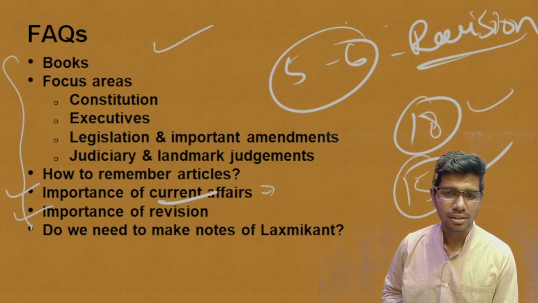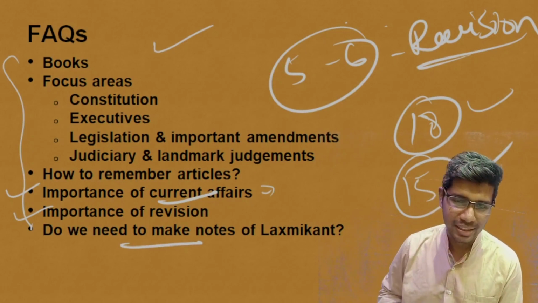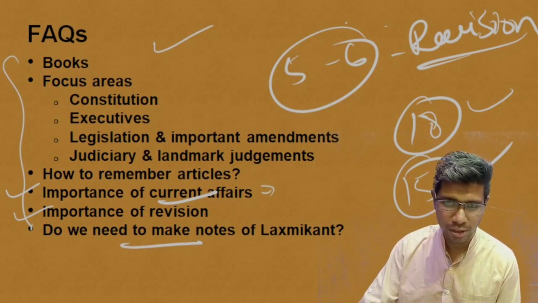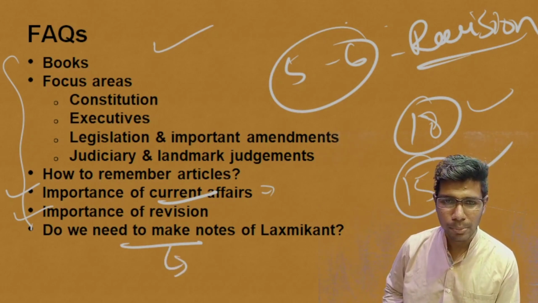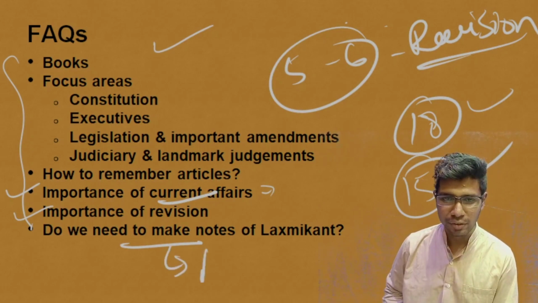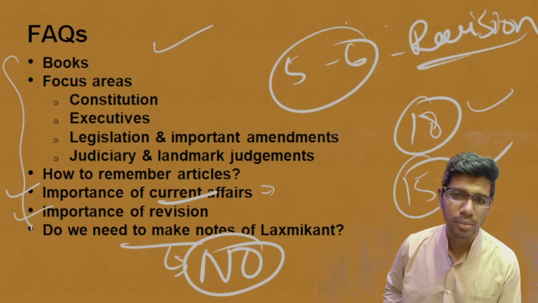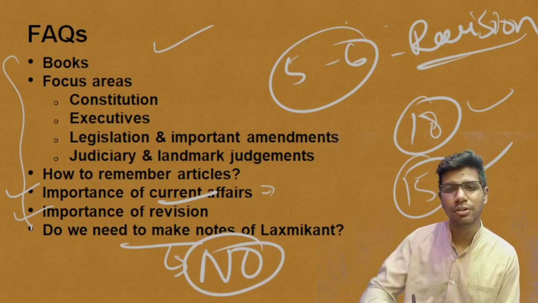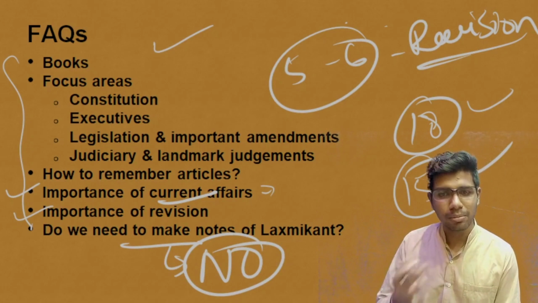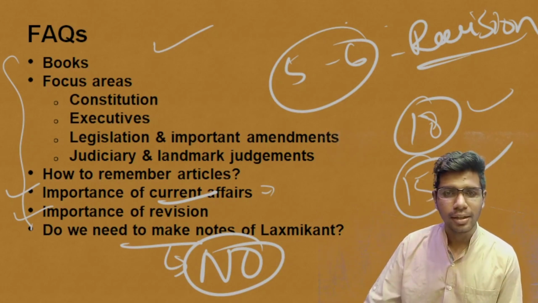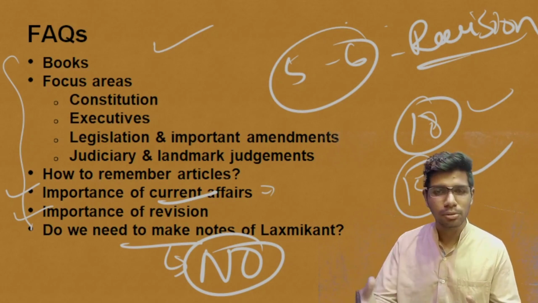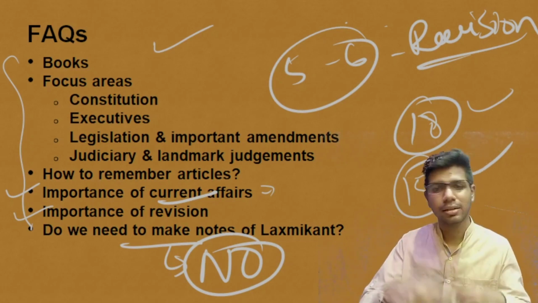Okay, and the last and the most million-dollar question basically is: do we need to make notes of Lakshmikant? The most appropriate answer to that, as per my wisdom, would be no. You don't need to make a note of Lakshmikant, because that book itself is a note. You pick up the Lakshmikant, you show me which line is not important in that, right? If you go on to make notes of the entire book, you'll basically be typing out another Lakshmikant.